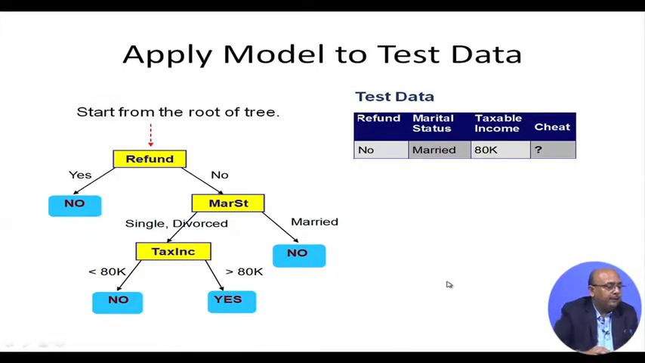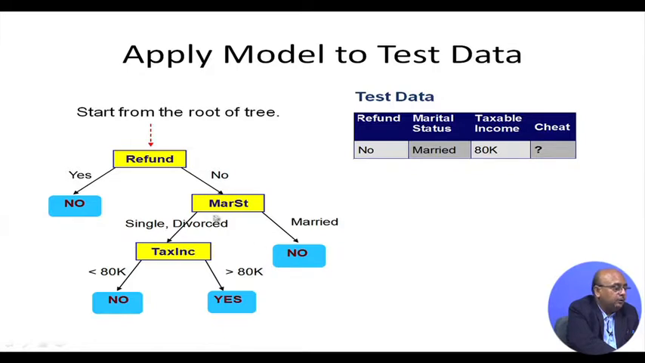Now look at another example. This is the test data which we have got. Refund, no. Marital status, married. Taxable income is this, whether he is going to cheat or not. Now how are we going to look at it? Start from the root of the tree. Refund, no. Marital status, married, no. Taxable income, that is 80,000 or above.